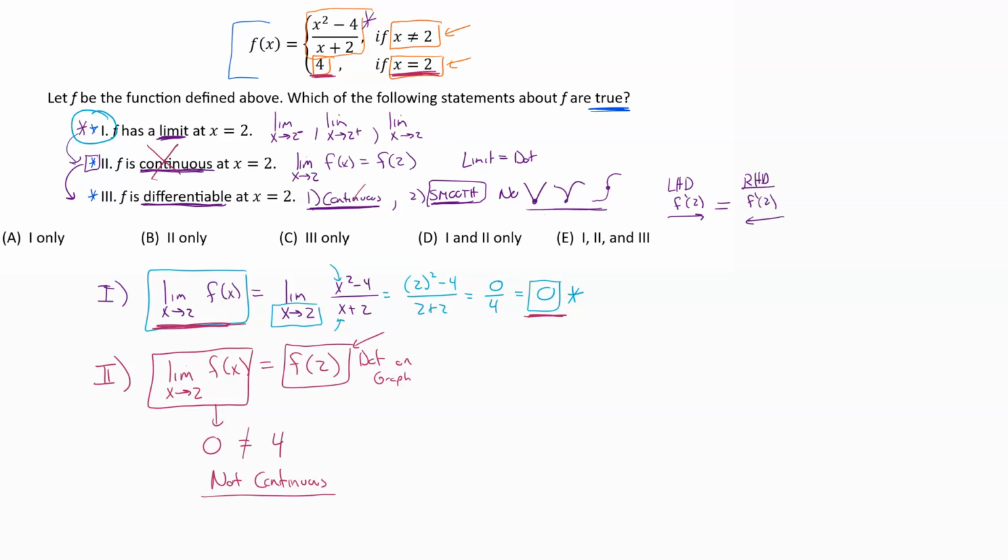And because it's not continuous, that immediately tells me that it's not differentiable. And so I go ahead and I get rid of those two. And now what I can see is that the only thing left available to me is option 1. 1 was the only thing that worked. The limit did exist, and everything else did not.